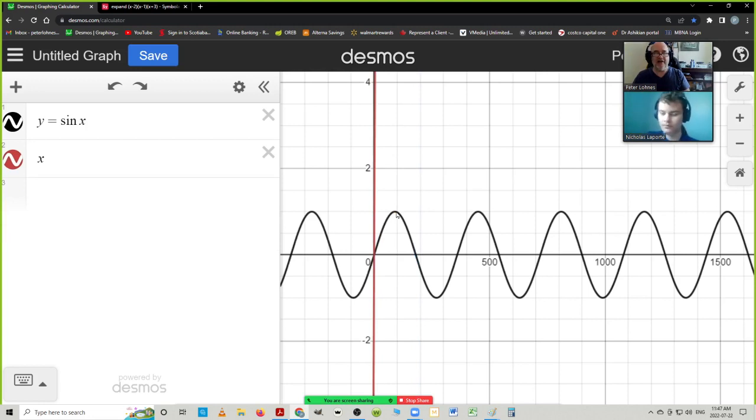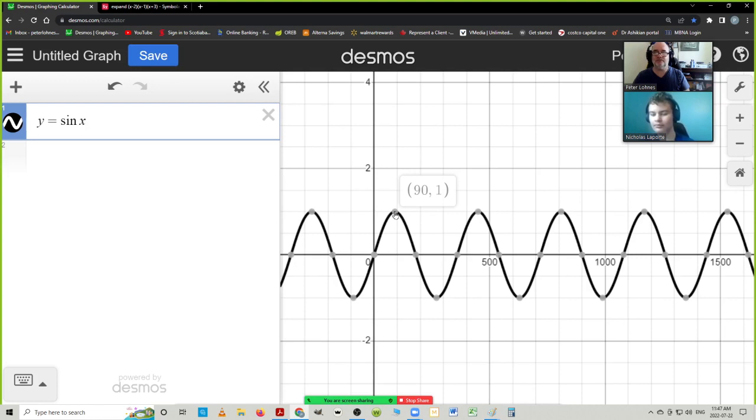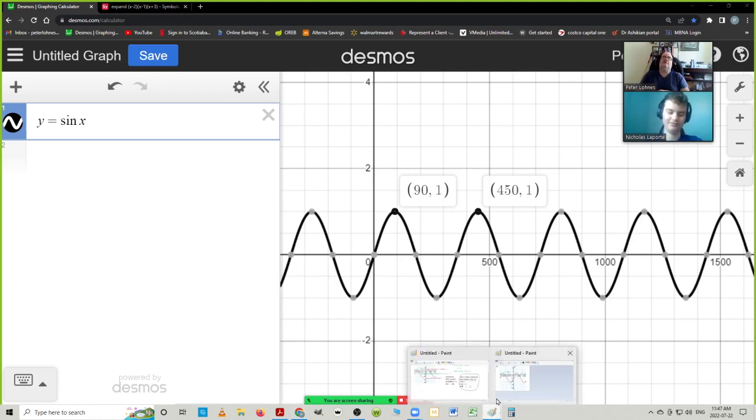What is the x value of this max point? 90. What is the x value of this other max point? 450. How far apart are they? How do you determine how far apart something is? I want you to use the number 450 and tell me how far apart 90 is. All right, I'm going to subtract it. There you go.